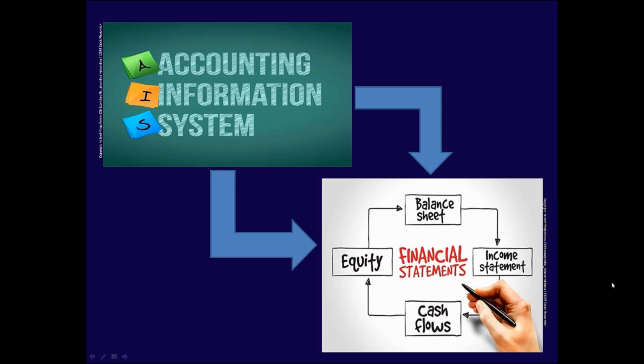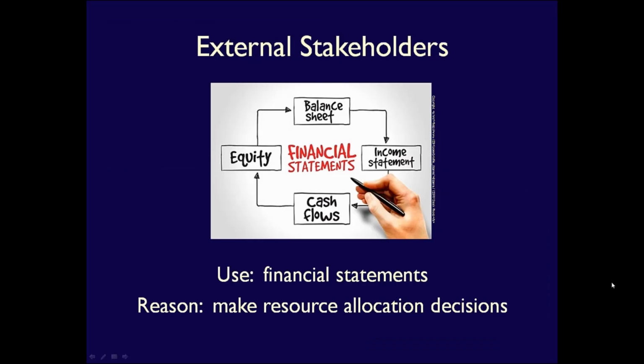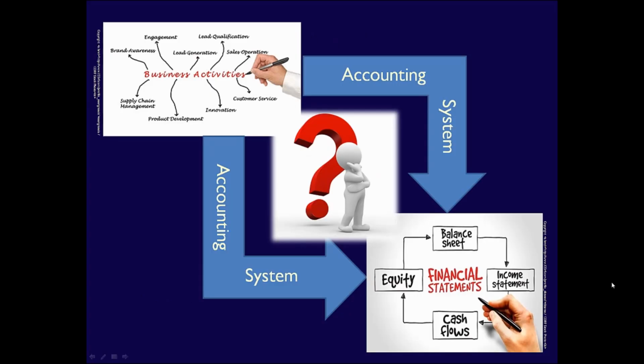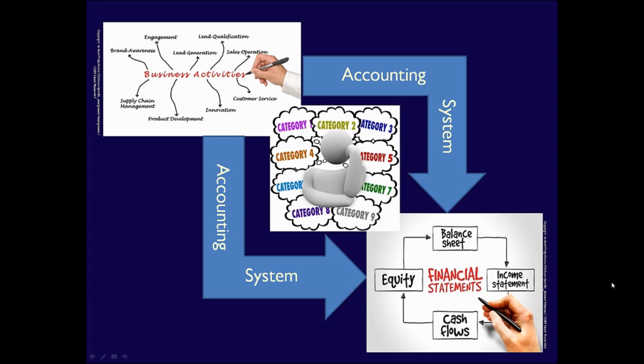They provide a business's financial performance, its current financial position, and its cash flows. External stakeholders use the financial statements to analyze a business and make resource allocation decisions about whether or not to provide resources, often money, to the business. So how does the accounting system move from business activities to financial statements? The accounting system collects and groups the activities so it can, eventually, produce the financial statements.